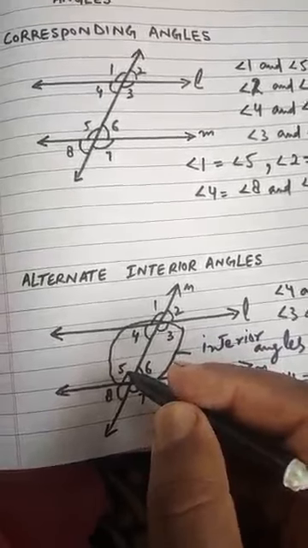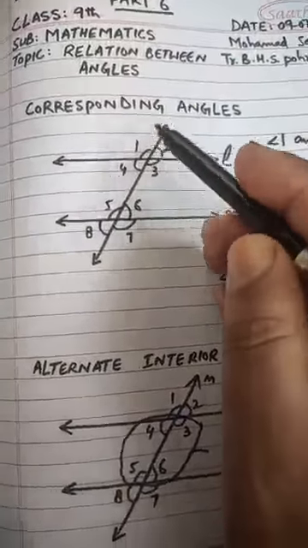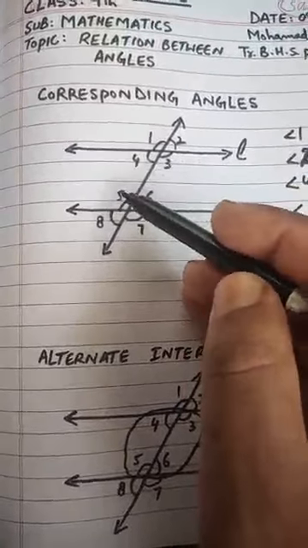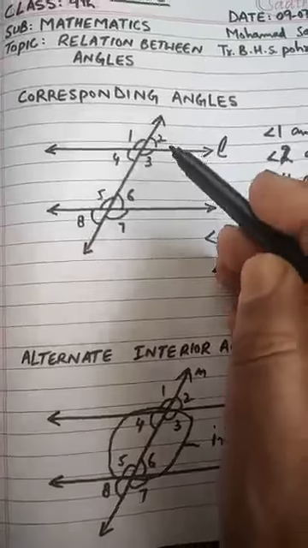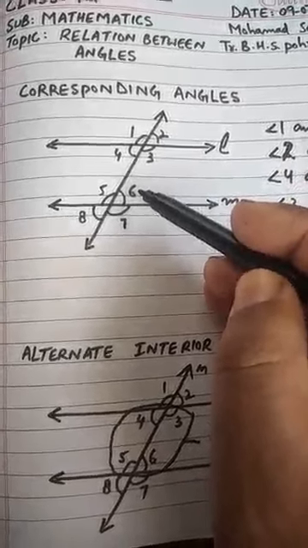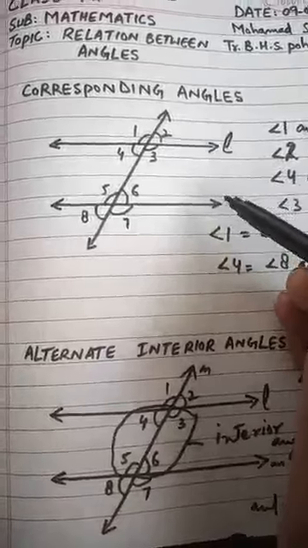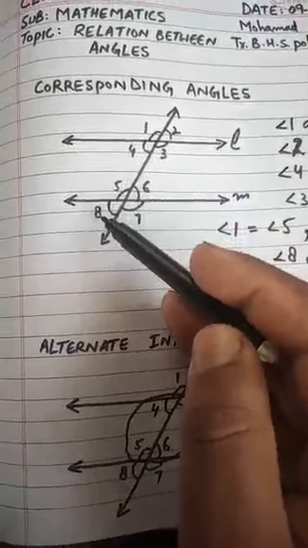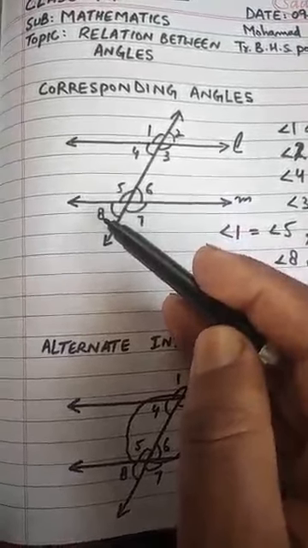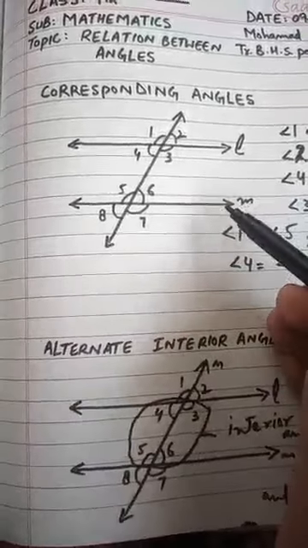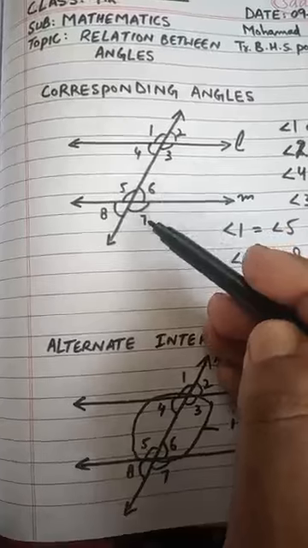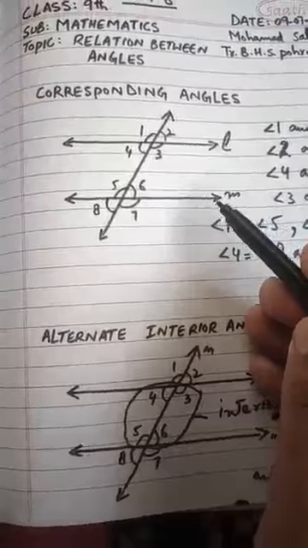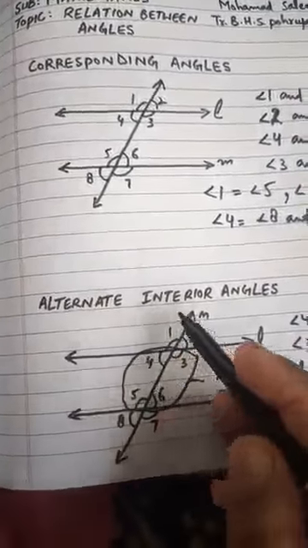Okay, I will repeat again. Corresponding angles, angle 1 and angle 5, are corresponding angles and these are equal because lines are parallel. Angle 2 and angle 6 are corresponding angles and these are equal because intersected lines are parallel. Similarly, angle 4 and angle 8 are corresponding angles and these are also equal because lines are parallel. Angle 3 and angle 7 are corresponding angles and these are also equal because intersected lines are parallel. Similar is the case with alternate interior angles.